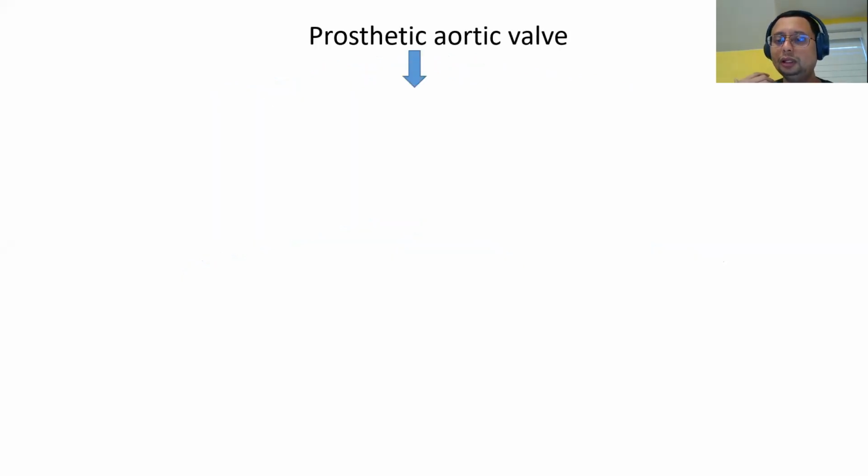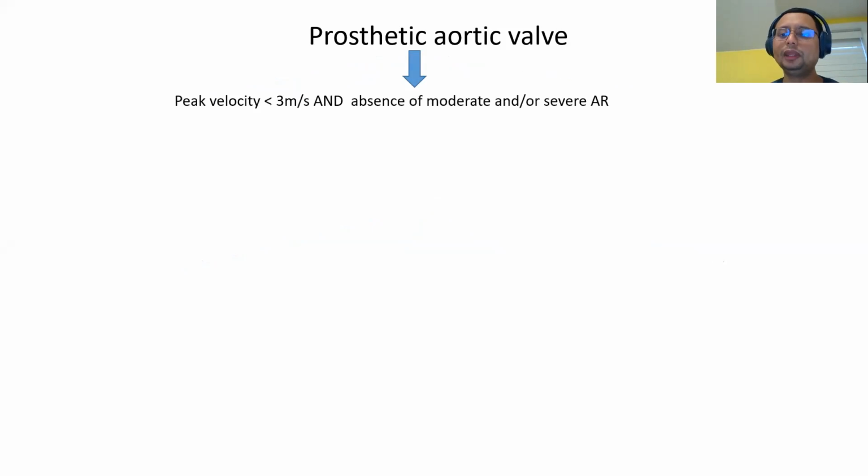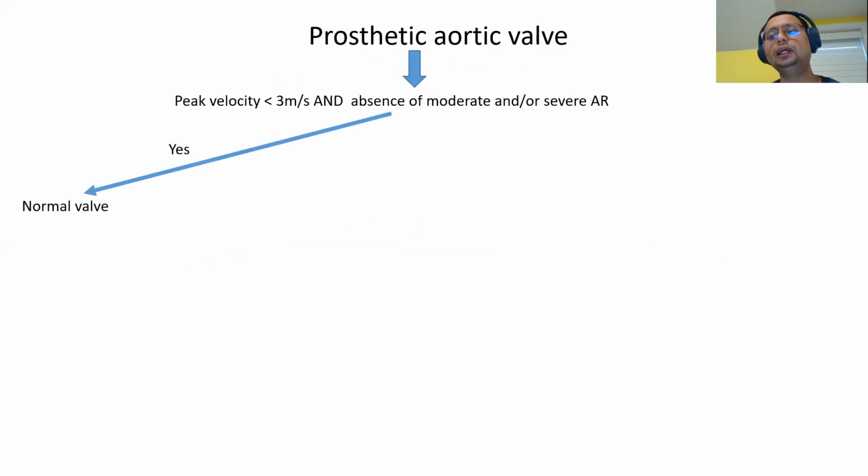So how do we approach the type? Whenever we see a prosthetic valve, we look at how it appears. If the peak velocity across the aortic valve is less than 3 meters per second, and you don't see from the color any moderate or severe aortic regurgitation, then you are dealing with a normal valve. You can stop there. I'm talking about aortic valve, and there is no AR, then you can stop there.